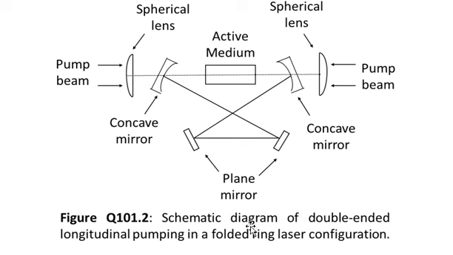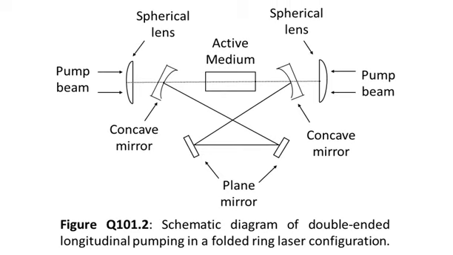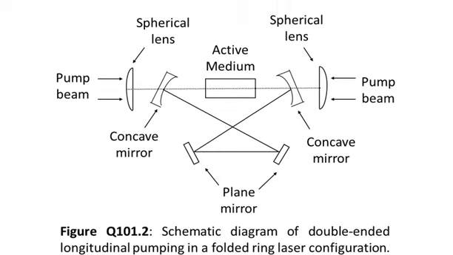The caption of the figure is: a schematic diagram of double-ended longitudinal pumping in a folded ring laser configuration. Of course, the advantage of this one over the single-ended configuration is that you can deposit more power into the active medium. And the two sources which are being used to pump the active medium are independent sources. That is, the source on the left hand side providing a pump beam is independent of the source providing the pump beam from the right hand side.